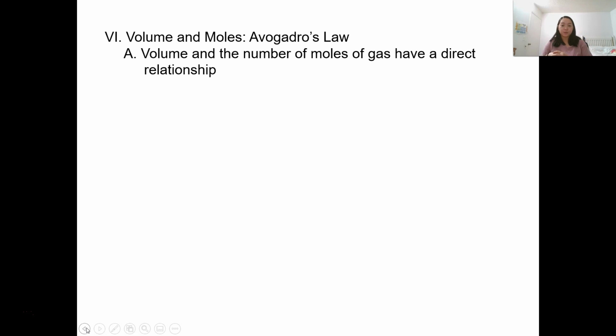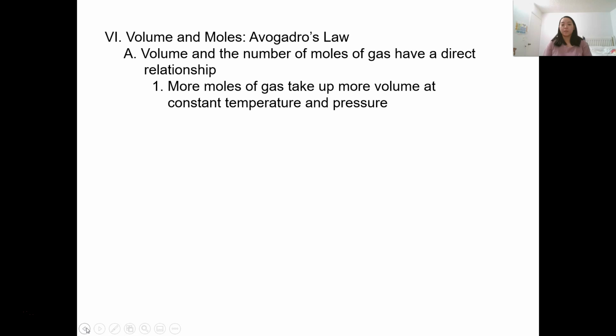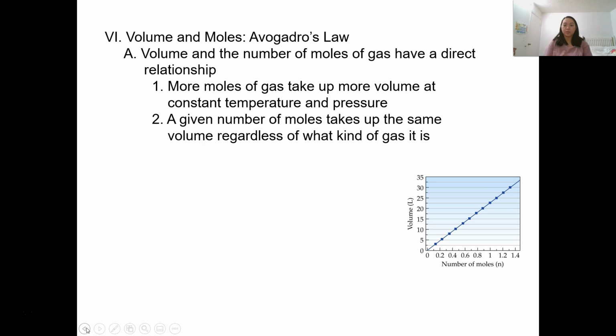Okay, lastly, let's talk about Avogadro's law. It's all about the relationship between volume and moles. Avogadro found that volume and the number of moles of gas have a direct relationship. What this means is that the more moles of a gas there are, the more volume they take up, with the condition that they have constant temperature and pressure. Now, a given number of moles also takes up the same volume regardless of what kind of gas it is, meaning that it could be helium, oxygen, or hydrogen.